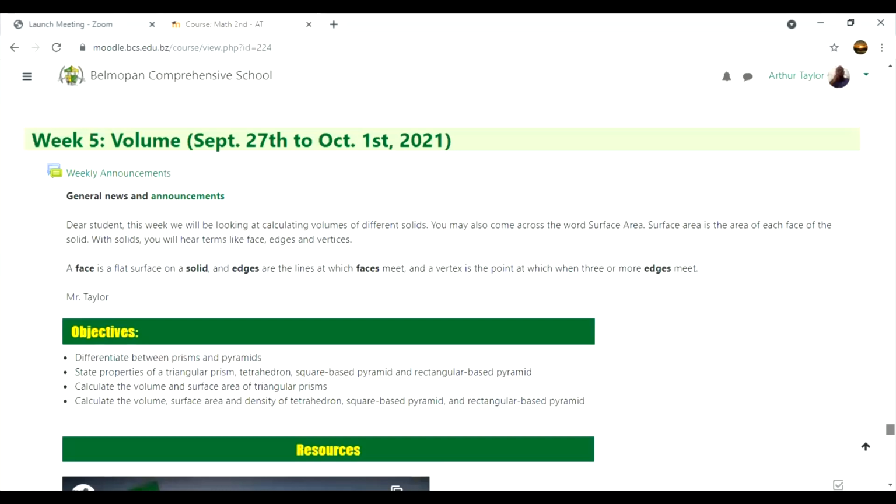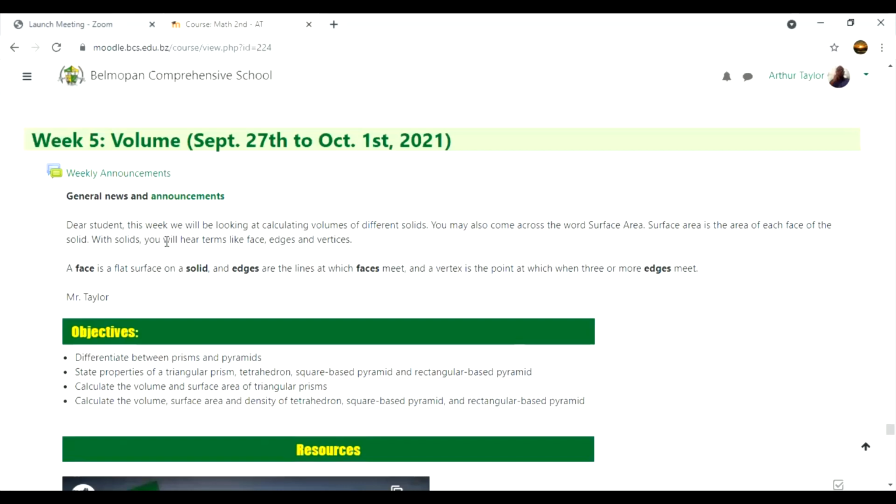So we're at week 5, and it says, dear students, this week we'll be looking at calculating volumes of different solids. Okay, you may also come across the word surface area. Surface area is the area of each face of the solid.